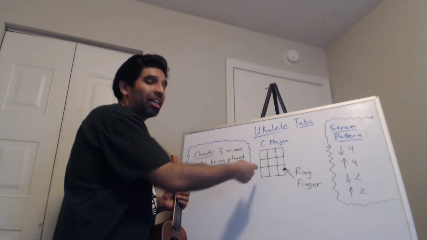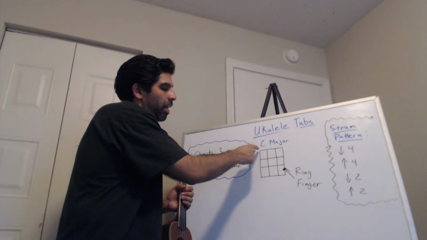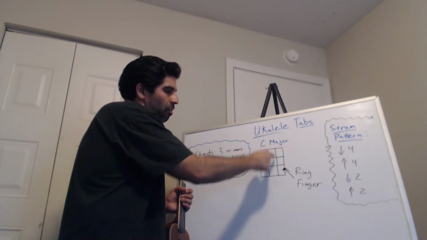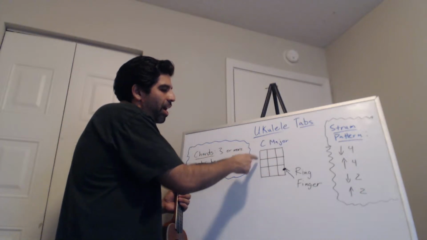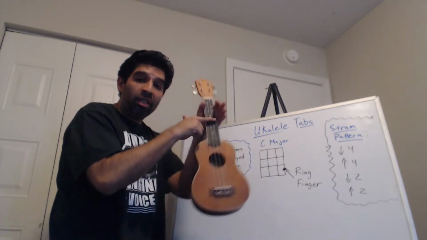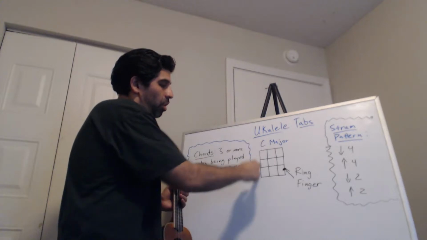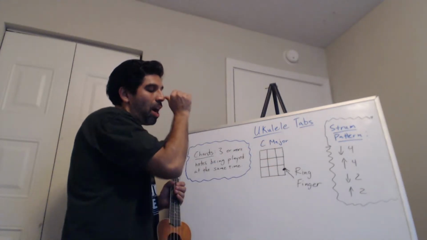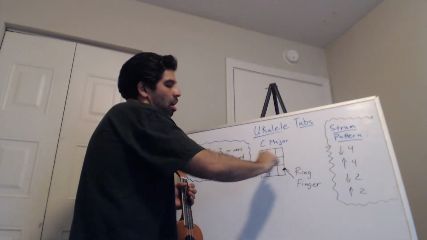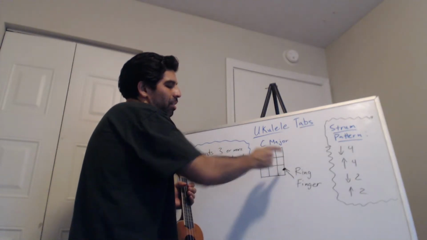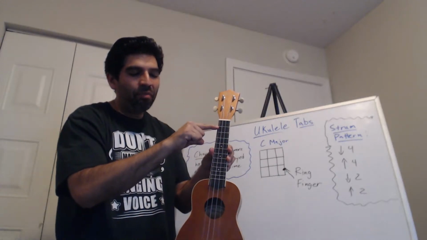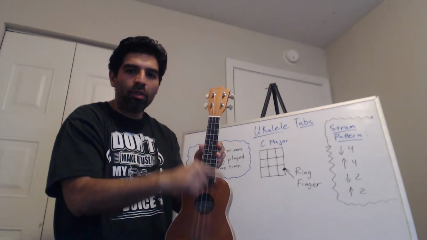It looks like a graph, so to speak, and all the lines that are vertical, that is your 4 strings on the ukulele. 4 strings, 1, 2, 3, 4, all right? While the lines that are running horizontal, those are your frets, the fret lines that go across.